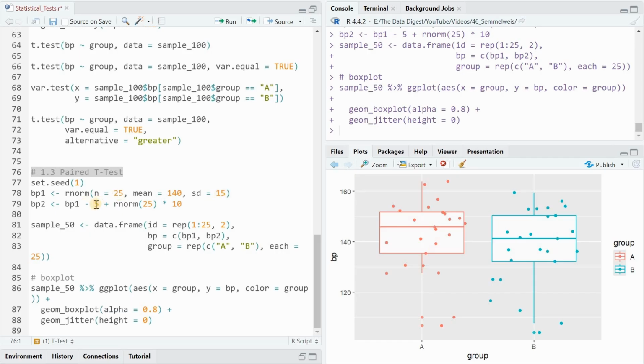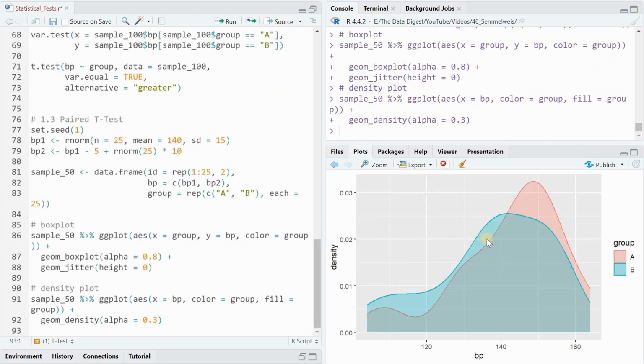For the paired t-test, I created two groups with only 25 individuals and a slightly higher standard deviation, and the second group has a reduced blood pressure of 5 and then some error attached to it. So now reduced sample size and reduced effect difference. As you can see in the box plot, the median is lower, but there's a lot of overlap. As you can see with the density plot, the second group is shifted to the left, but not as big of a difference as we had before.